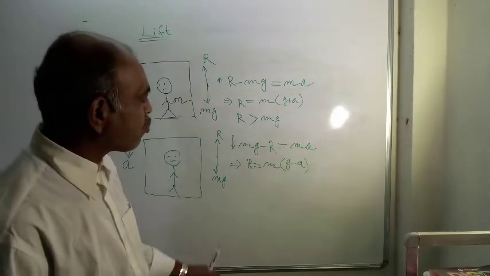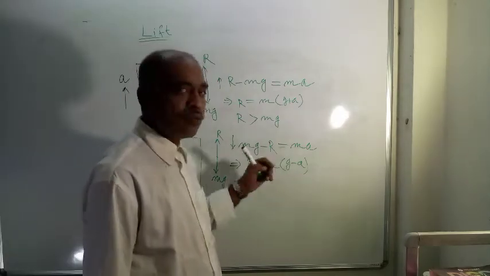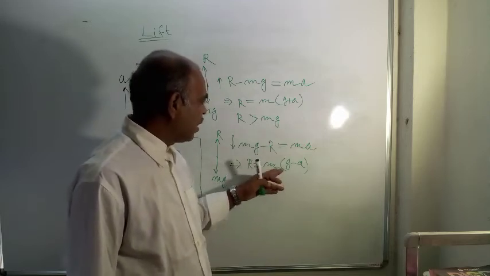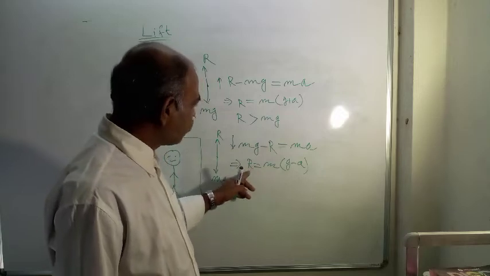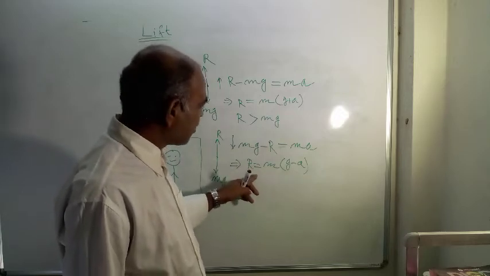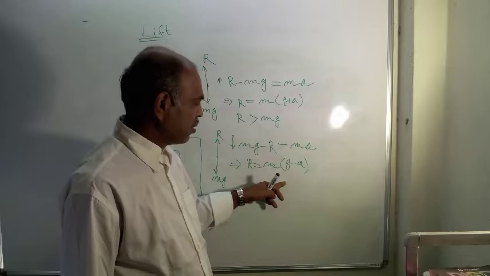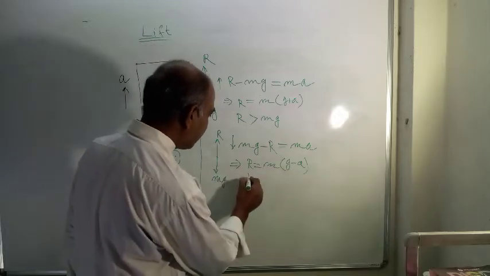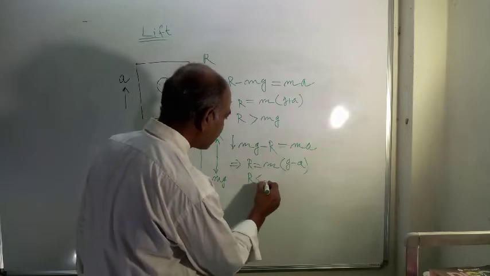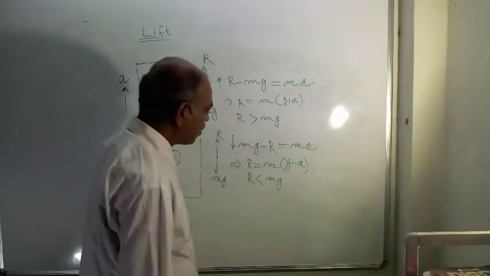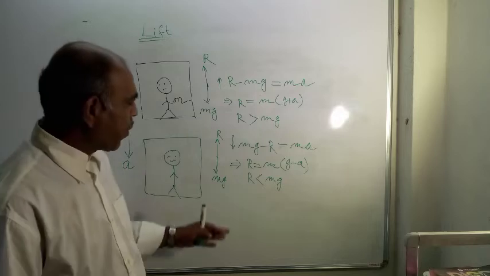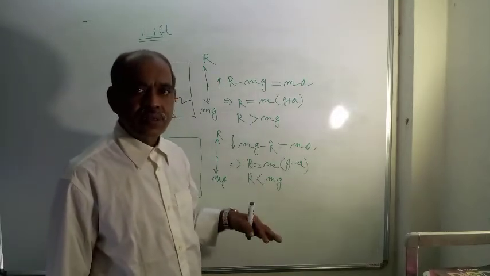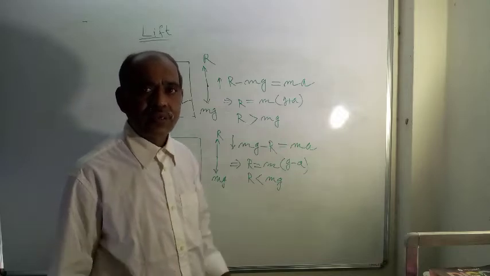Here also, if a is 0, then R is equal to mg. And here we can see that since a is positive, R is less than mg. That means here the man will feel lighter than his own weight. The man will feel lighter in weight.